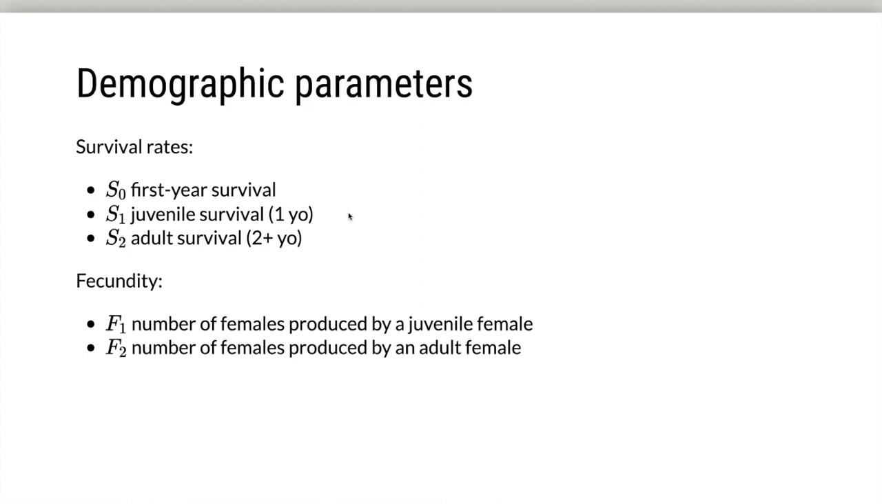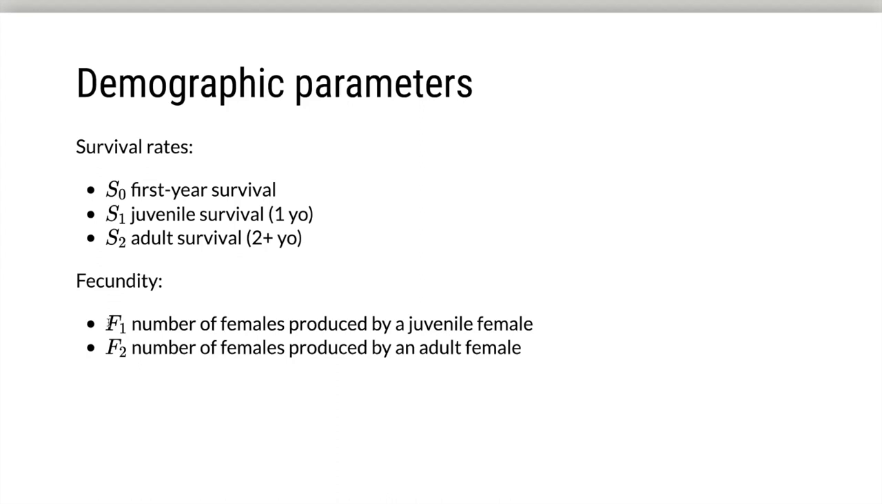S1, that is annual juvenile survival rate, so for the yearlings, and S2 for the adults, so individuals that are 2 years old or 3 years old, and few of them will remain alive after that, but we consider that they all have the same survival rates after their second birthday. Fecundity here is the number of females produced by a juvenile female.